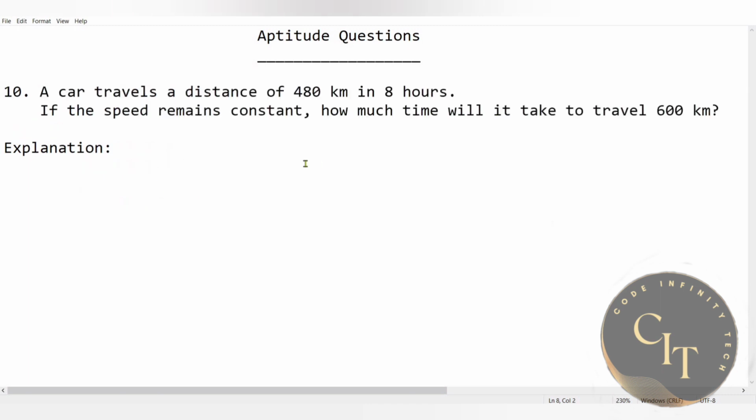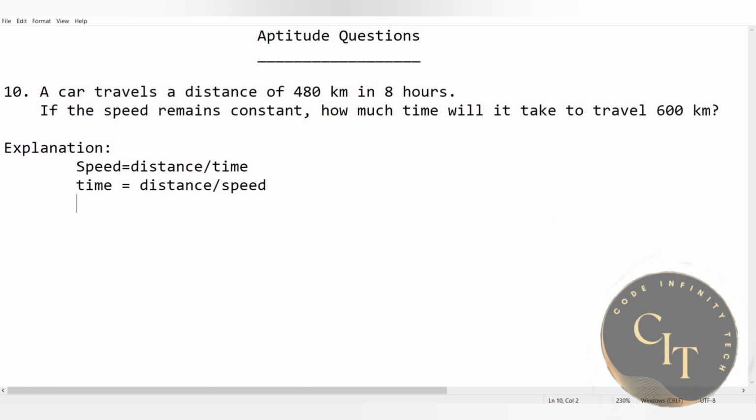And moving to the next question, a car travels a distance of 480 kilometers in 8 hours. If the speed remains constant, how much time will it take to travel 600 kilometers? So again here the basic formula, speed is equal to distance by time. From that, time is equal to distance by speed, we will get.